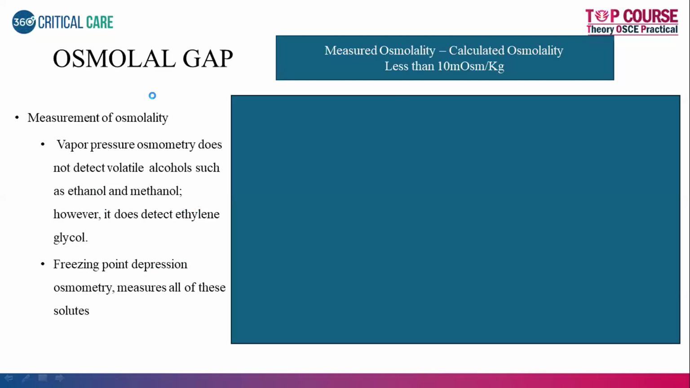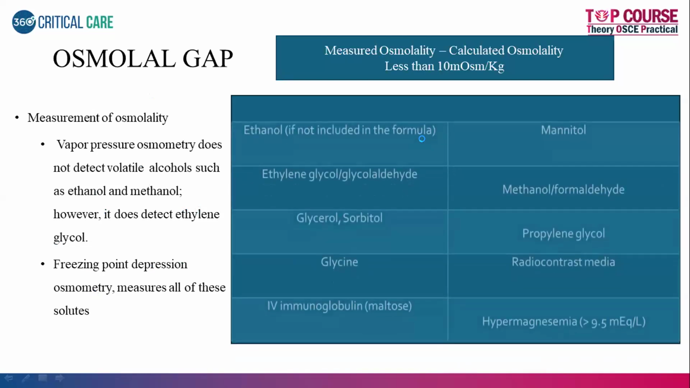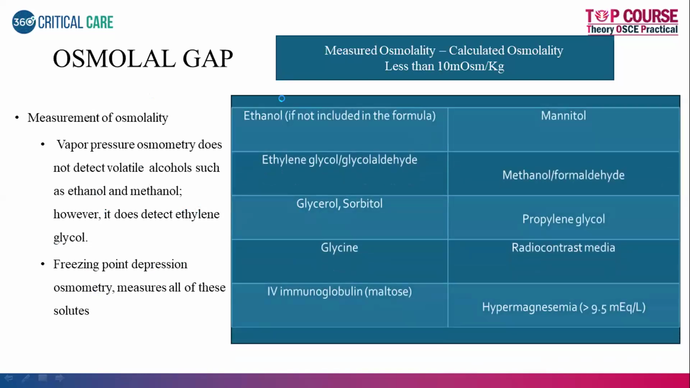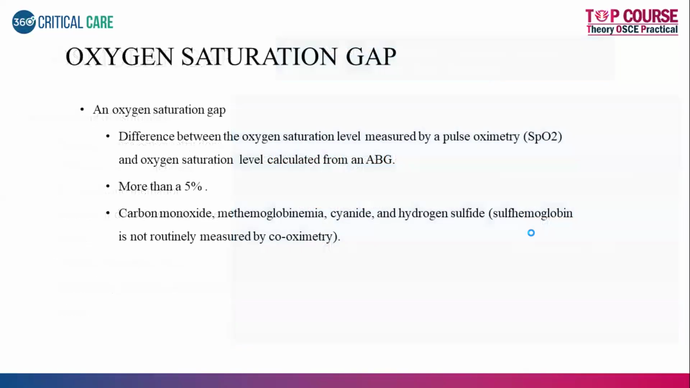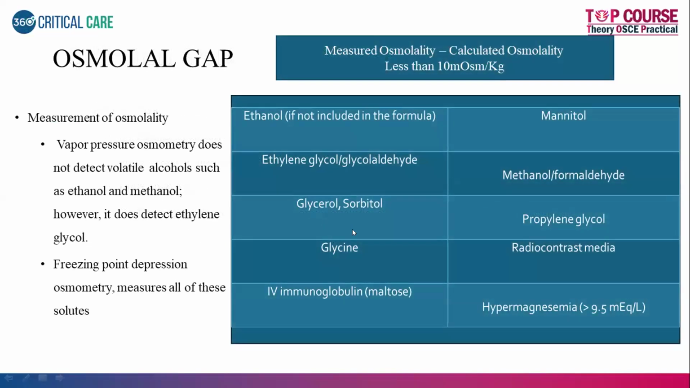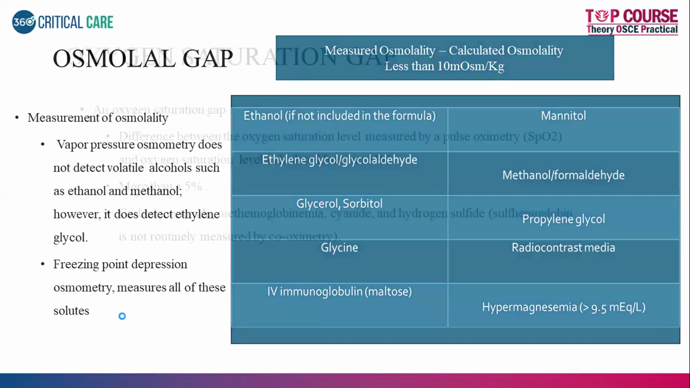Normal osmolar gap is less than 10 milliosmoles per kg. If there is an increased osmolar gap, then the causes include ethanol, ethylene glycol, propylene glycol, glycerol, even IV immunoglobulin because it contains maltose, mannitol, methanol, any radio contrast media, and sometimes even hypermagnesemia. Severe hypermagnesemia also leads to osmolar gap. So anion gap, osmolar gap.